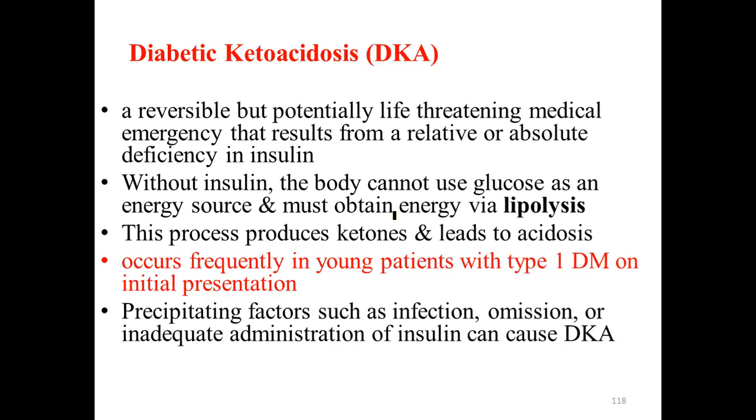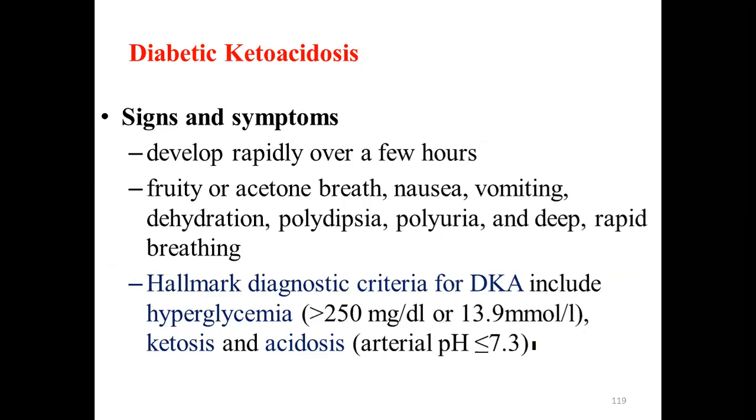So what causes the acidosis is lipolysis as a result of starvation of the cell. It is very common in type 1 DM patients, and it can be precipitated by infection, or omission or inadequate administration of insulin. Those are the principal causes of diabetic ketoacidosis.